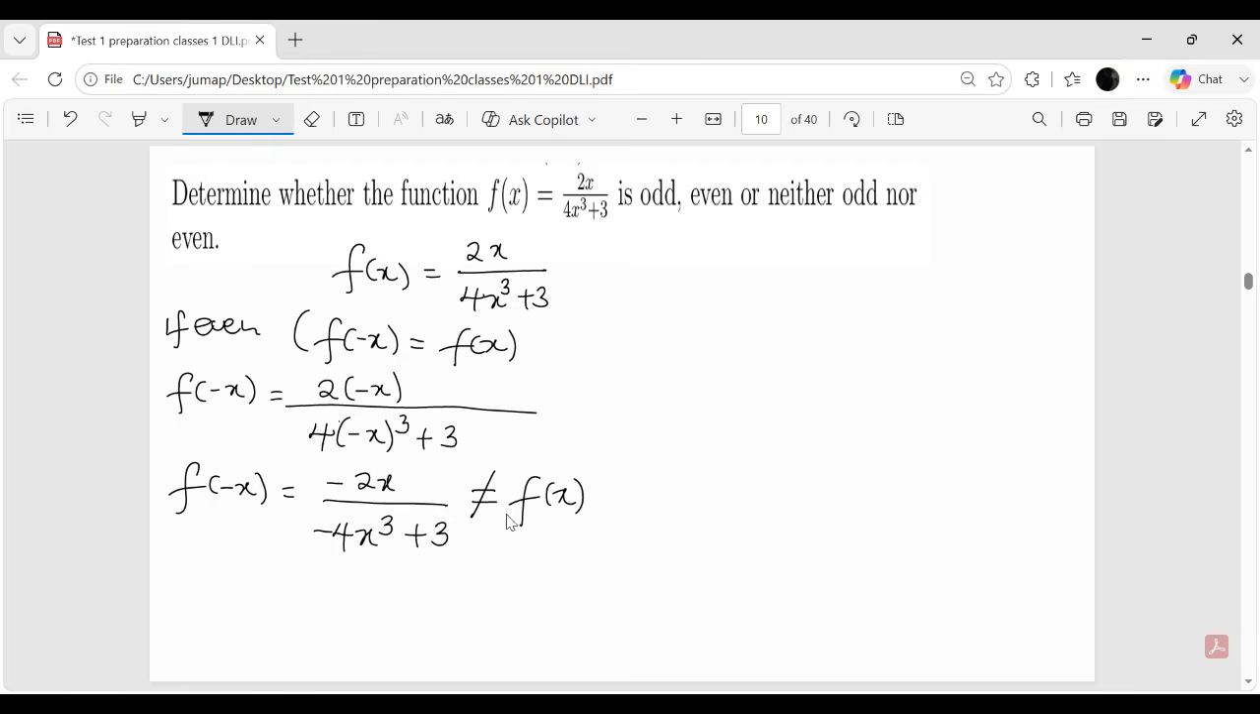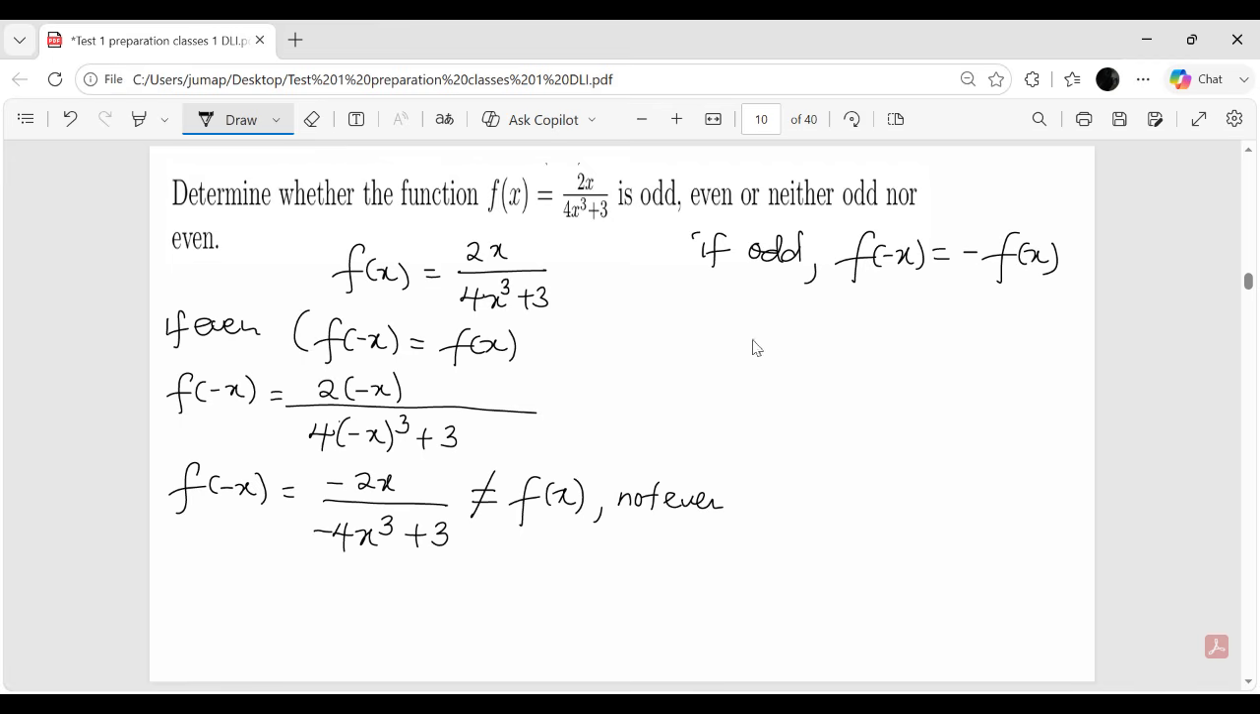Yes, sir. Okay, so we're able to see that it is not equal to f of x. So if it is not equal to f of x, this tells us it is not even. Okay, now we test for if odd. If it is odd, f of negative x must be equal to what? To negative f of x.